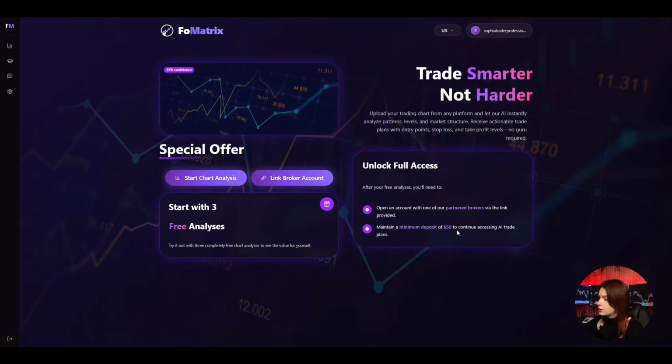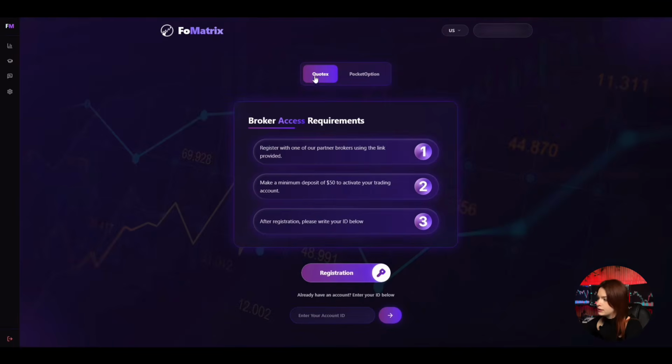But in order to register with one of the partner brokers, you need to click on the broker account button. Then here you will be provided with 2 brokers for registration. This is Quotex or Pocket Option. After that, click the registration button. Then after that, you will be taken to the registration page on the Quotex platform. After you sign up, you will need to top up your account with $50.